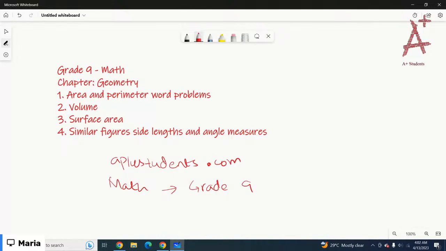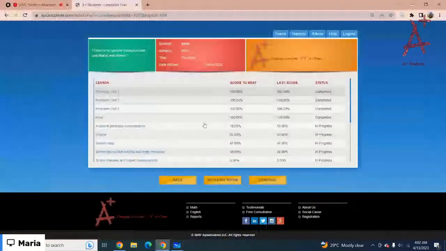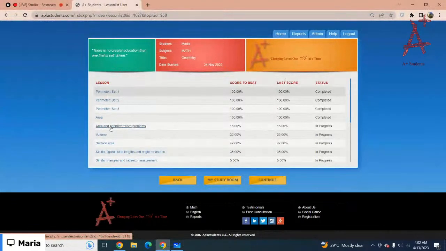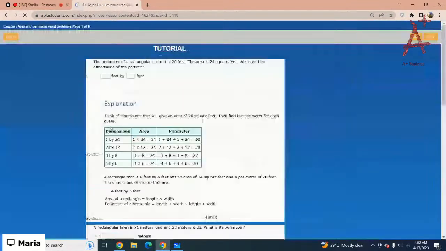We're going to start with the chapter geometry, and the lessons we're going to cover today are area and perimeter word problems, volume, surface area, similar figure side lengths, and angle measure. Let's start with the lesson. We're working on grade 9 maths. The chapter is geometry, and the lesson is area and perimeter, word problems.